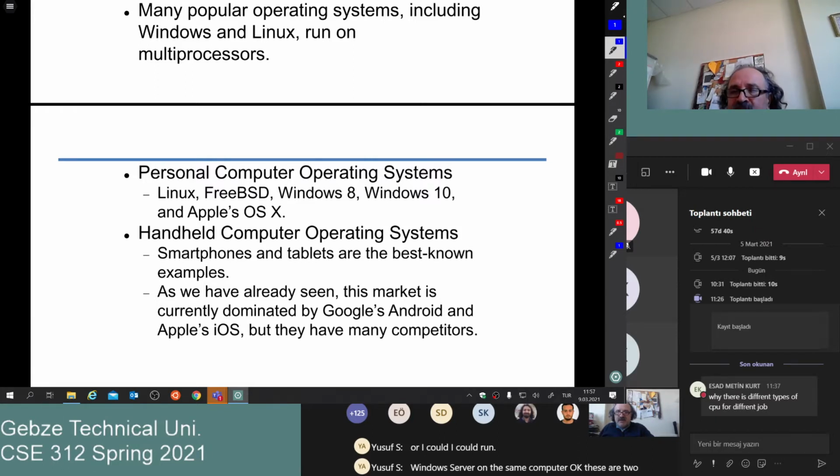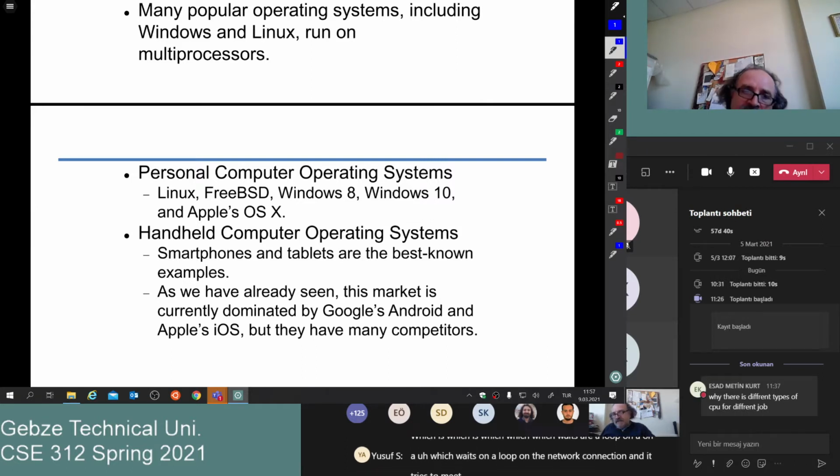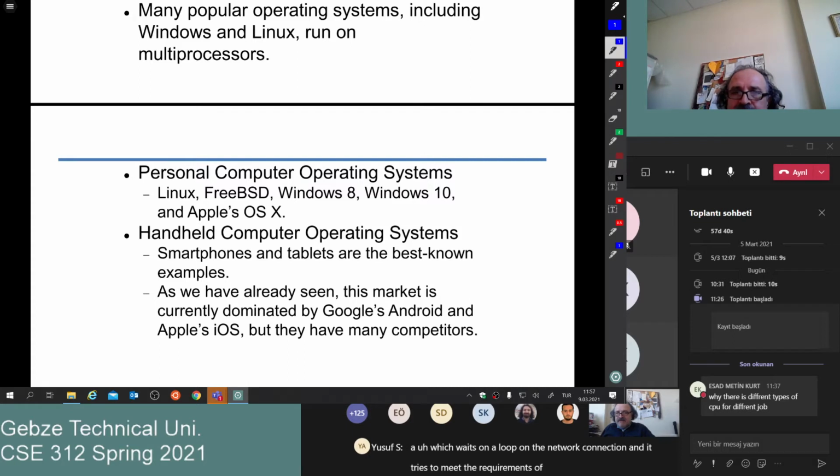One is a server operating system, which waits in a loop on a network connection, and it tries to meet the client requirements in a timely fashion. That is the purpose of the server. But Windows 10 is about interactivity, running many programs at the same time.